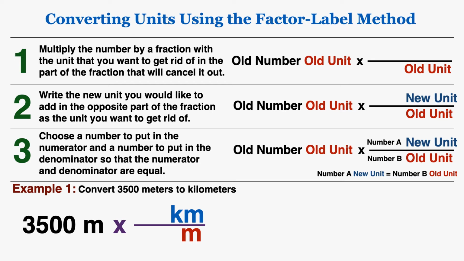Step number 3 says to choose a number to put in the numerator and a number to put in the denominator so that the numerator and denominator are equal. I'll explain why we take this step in the final part of the video, but for now I'll just think about what two numbers would make these equal.